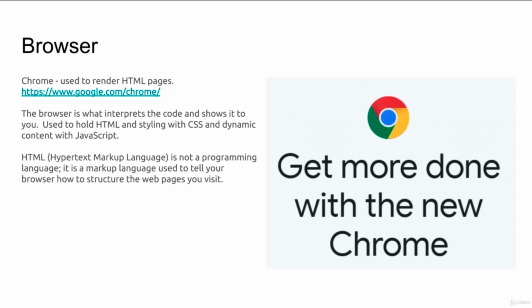We are going to need a browser because a browser is what allows us to render out the HTML code. HTML is a markup language. It's not a programming language. Basically, it's a language that's used to tell the browser a set of instructions on how to structure the web pages that the visitor is viewing.